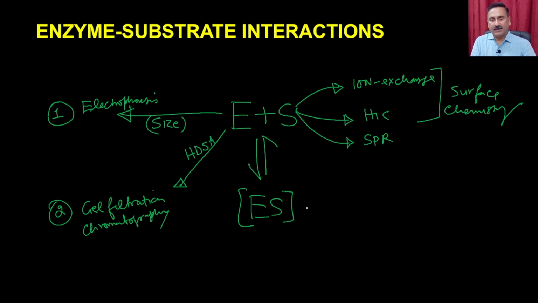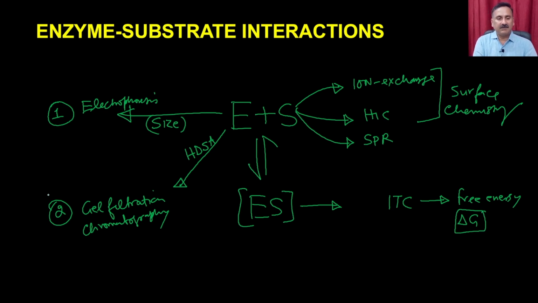And the fourth is you can also measure with the help of the ITC. You can measure the free energy of the molecule and calculate the change in delta G, and that's how it tells you whether the substrate is interacting with the enzyme or not.